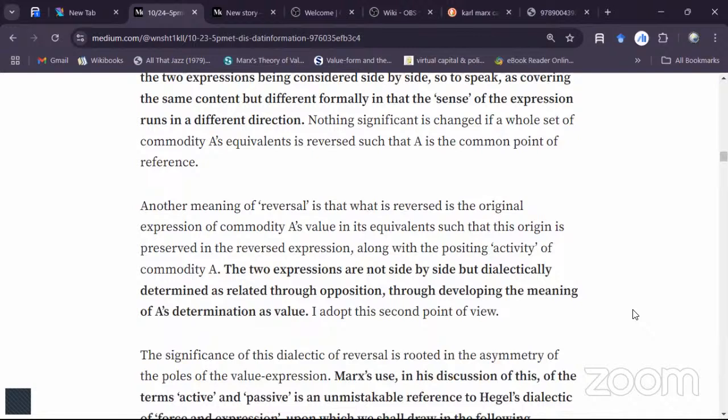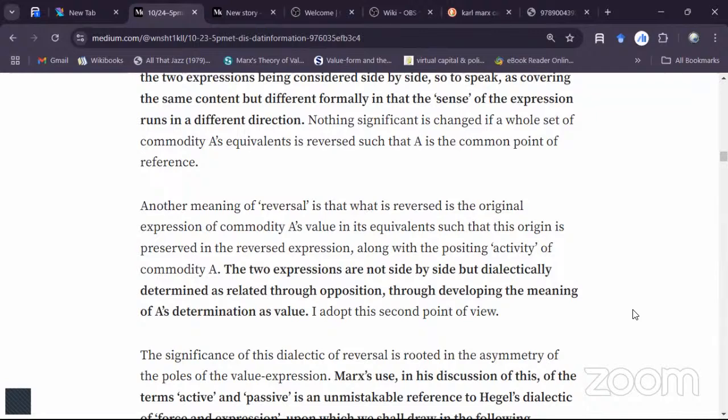Another meaning of reversal is that what is reversed is the original expression of commodity A's value in its equivalence, such that this origin is preserved in the reversed expression, along with the positing activity of commodity A. The two expressions are not side by side, but dialectically determined as related through opposition. Okay, so there's a thing where you're just looking at stuff and they can be compared and they're sort of identical, but not identical. But then you move to a next step, which is this dialectical move. It's about negation, and particularly negating becomes a real problem. You dialectically determine, you relate it through opposition, through developing the meaning of A's determination of value.